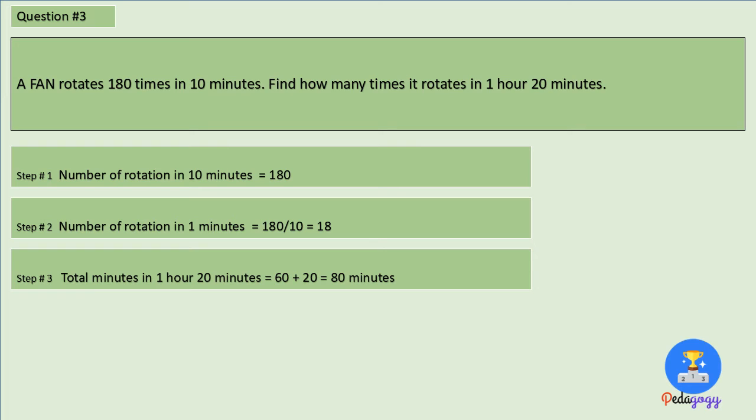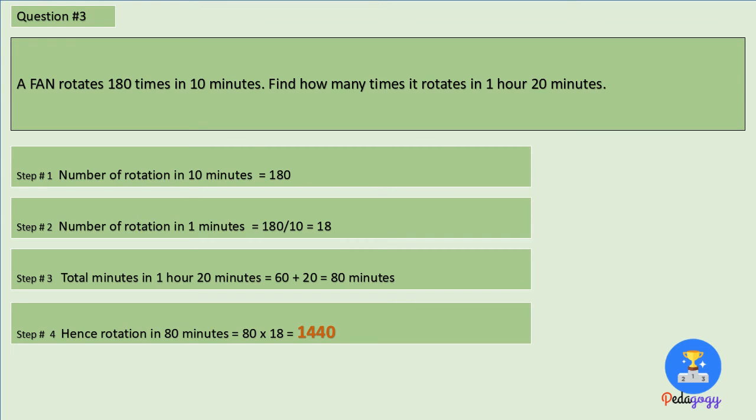Total minutes in 1 hour 20 minutes is 60 minutes plus 20 minutes, totally 80 minutes. So now to find out how many rotation does it do in 1 hour 20 minutes is 80 into 18, that is 1440.